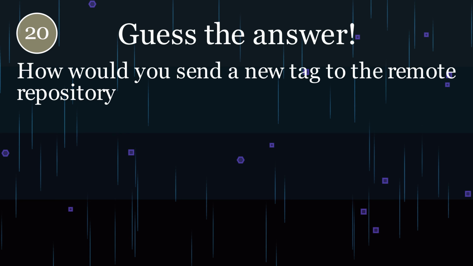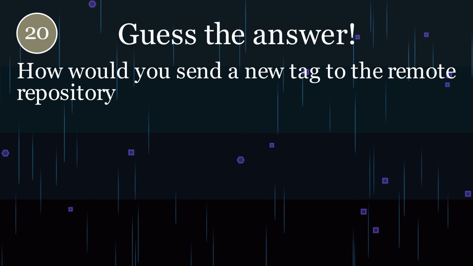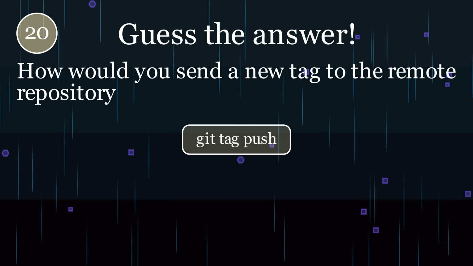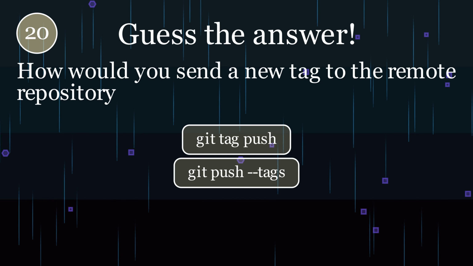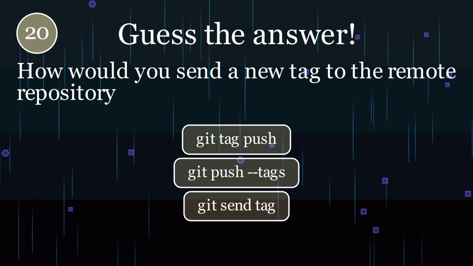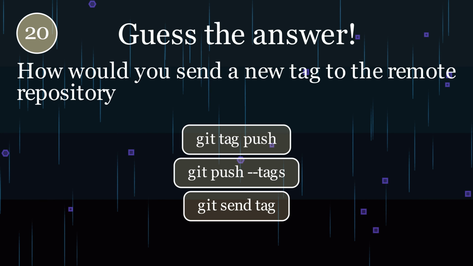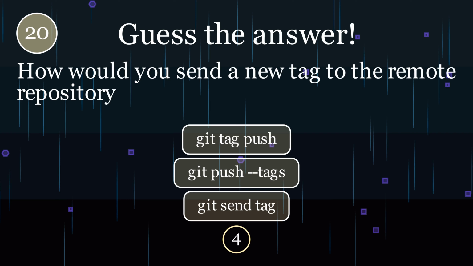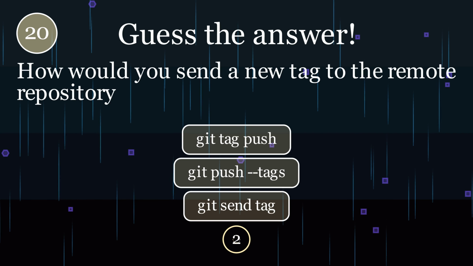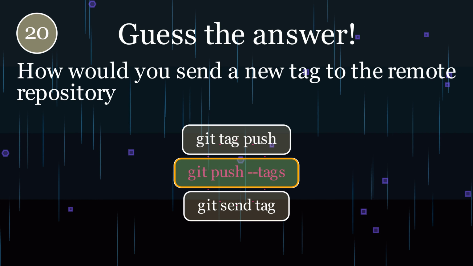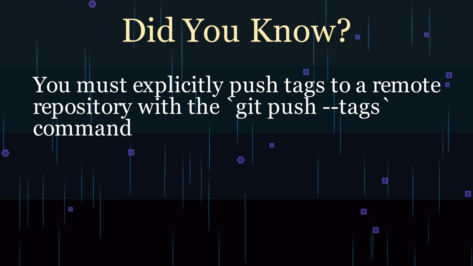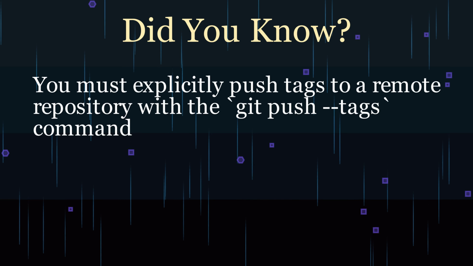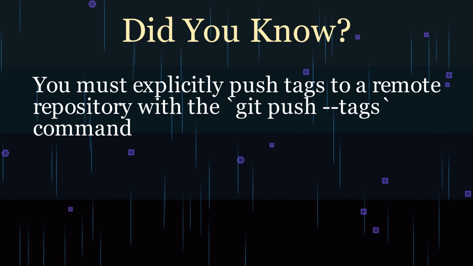How would you send a new tag to the remote repository? Git tag push. Git push --tags. Git send tag. The correct answer is git push --tags. Knowledge boost: you must explicitly push tags to a remote repository with the git push --tags command.